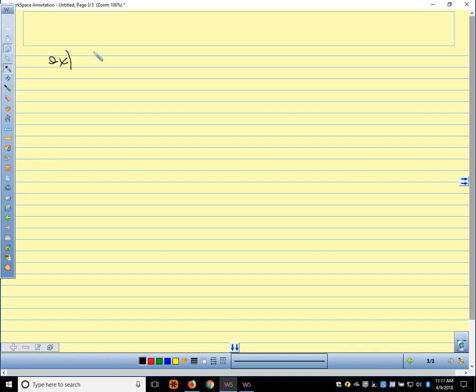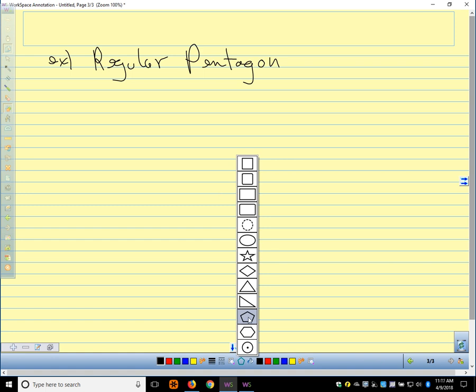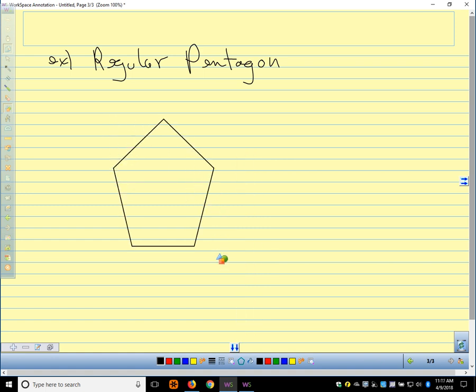This one is going to be a regular pentagon. So here's a regular pentagon. That's right. And I'm going to draw in this piece. And we'll say that that is 9 inches. And we want to find the area.